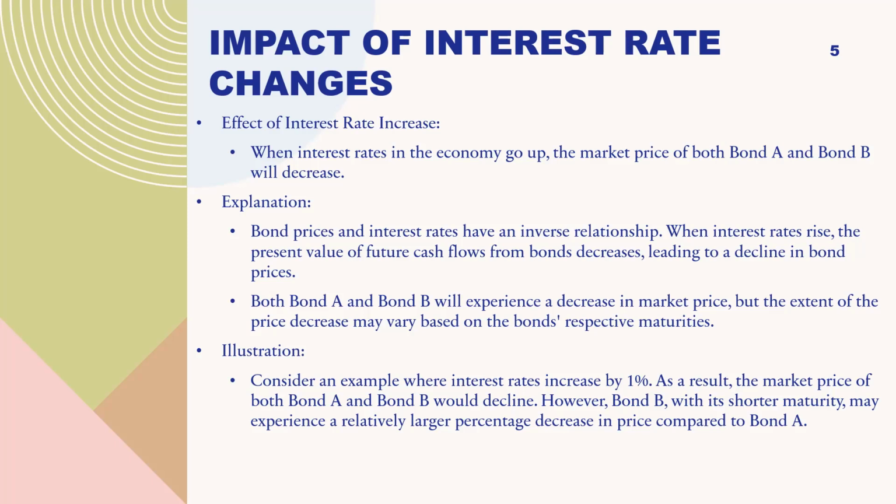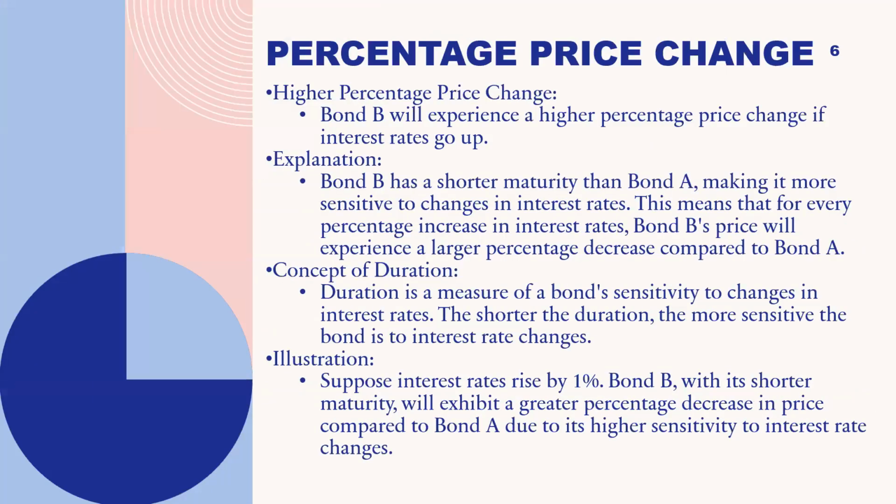However, because bond B has a shorter maturity, its price may drop by a relatively larger percentage compared to bond A. And this is the impact. Let's move on to the percentage price change. Now let's discuss which bond would see a higher percentage price change if interest rates were to go up. Of course it would be bond B, like we discussed before.